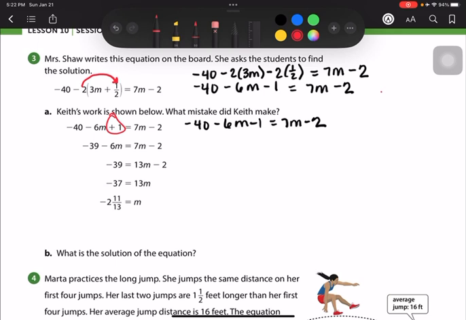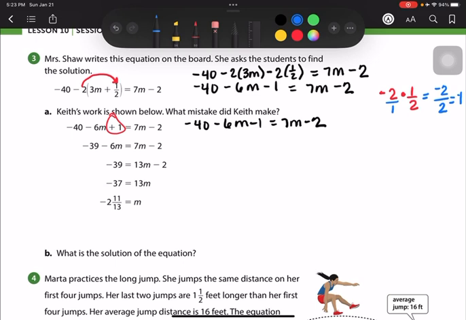So if I multiply negative 2 times 1/2, I'm going to place this negative 2 over 1 and multiply across. Negative 2 times 1 gives me negative 2. Positive 1 times 2 gives me positive 2. And a negative divided by a positive is a negative 1. Okay, so that's where his mistake was in the problem.